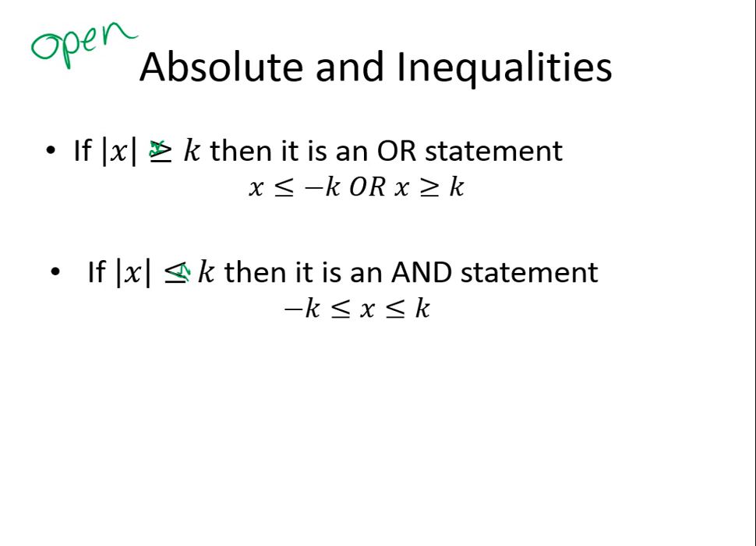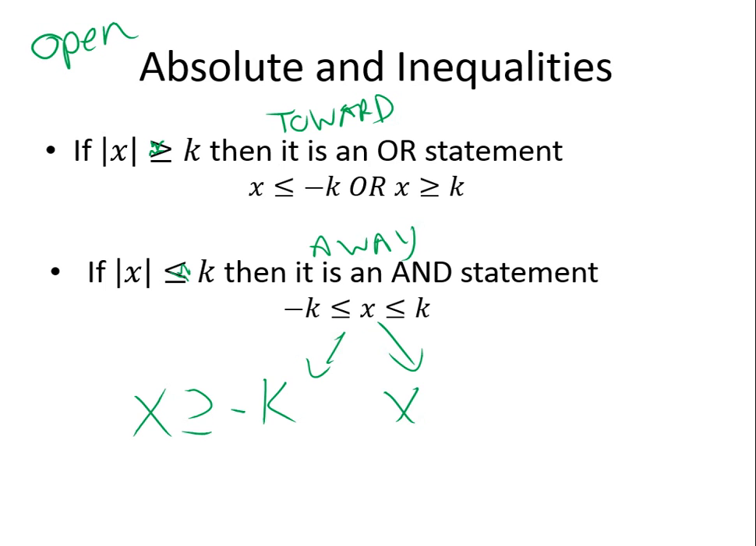And now the next one is an and statement. And with an and statement, it's opening away from the absolute. So if it's opening away from the absolute, it's an and. If it's opening towards, okay, it's going to be an or. So since it's an and statement, we can write it like this. Negative k is less than x is less than k, which can be rewritten as x is greater than or equal to negative k, and x is less than or equal to k. Those are exactly the same. Either one will work with me. I'm not picky with either one, whichever one you're more comfortable with.